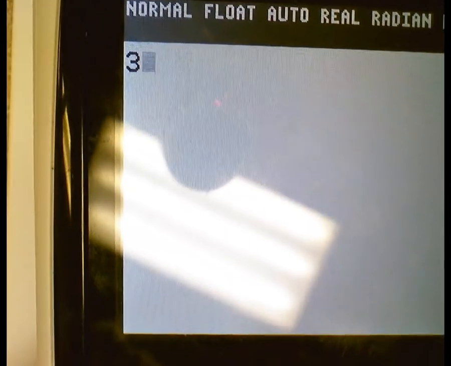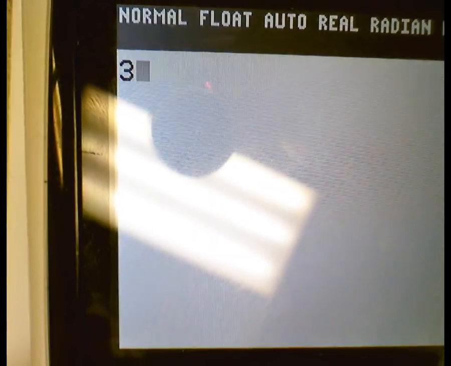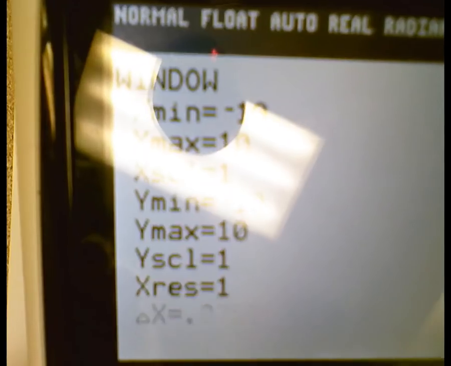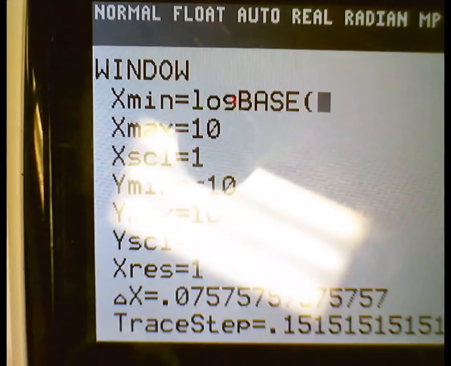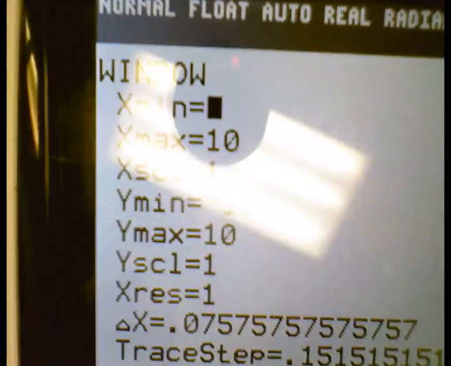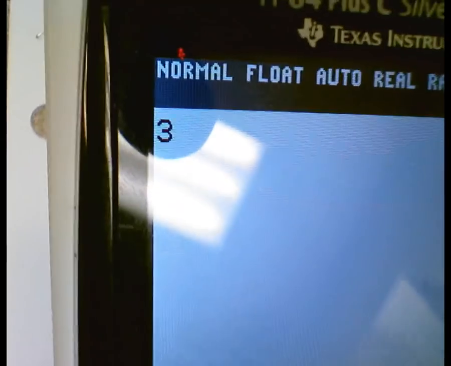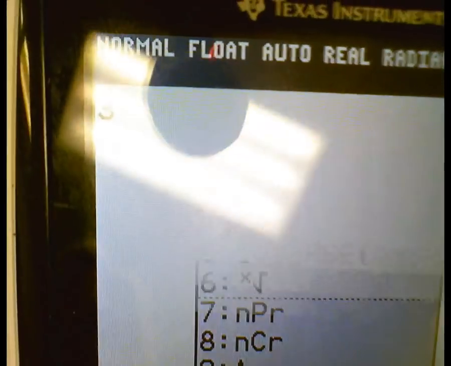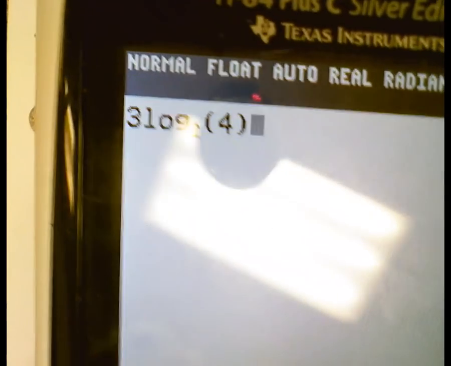I'm punching it into my calculator. Three. Math window. Oops. Alpha window 5. Shoot, what the heck? Sorry, guys. So you have to go 3, alpha window 5. Put in your 2, put in your 4. So it looks like that on your calculator, and just press enter.